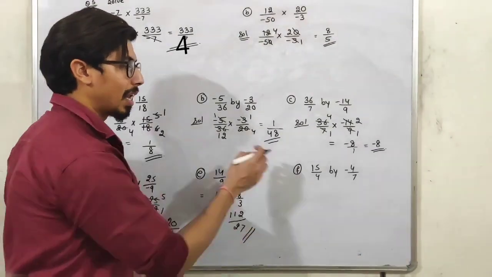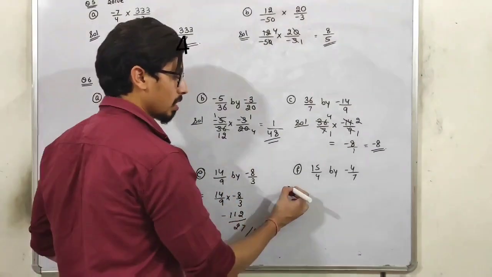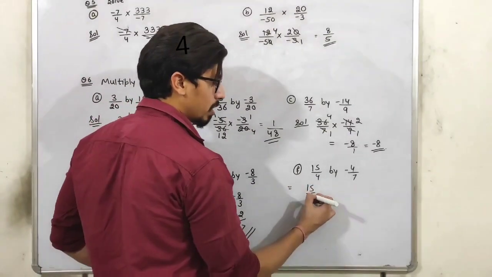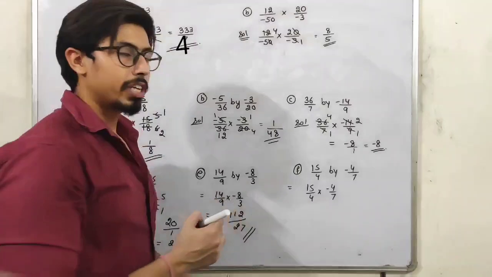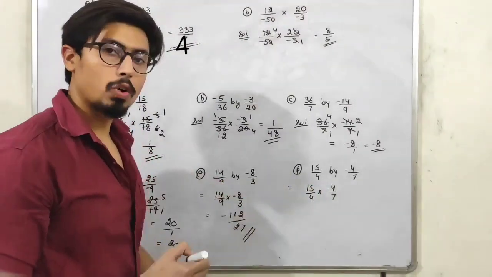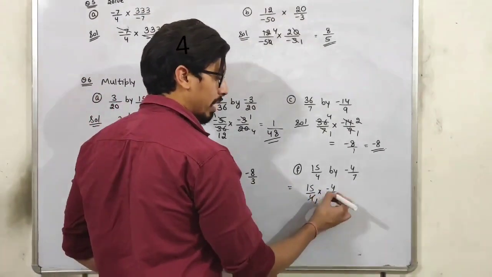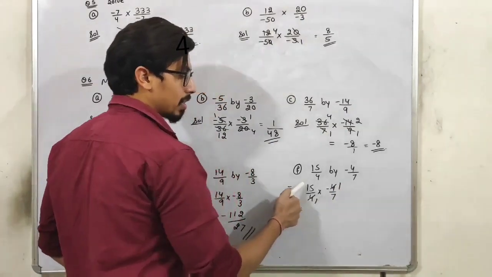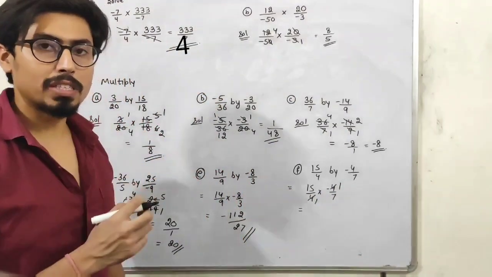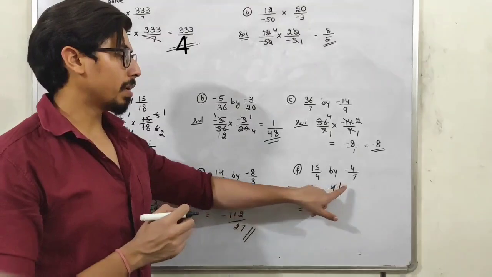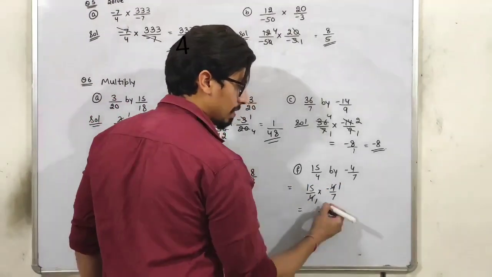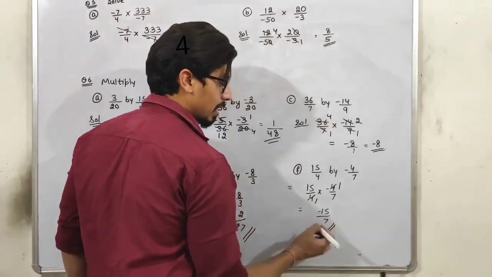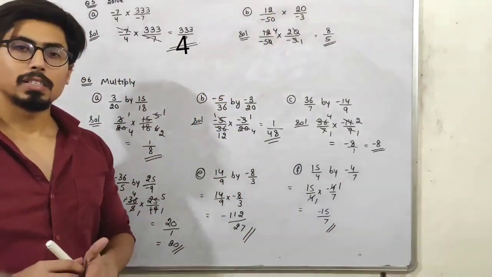Okay students, so the last part is 15 by 4 multiplied by minus 4 by 7. See students, this 4 and 4 can be cancelled out by each other. So 4 ones are 4 and 4 ones are 4. Now this 15 and 7 we cannot cancel. So 15 into minus 1 will be minus 15 upon 7 ones is 7. So the answer is minus 15 by 7.